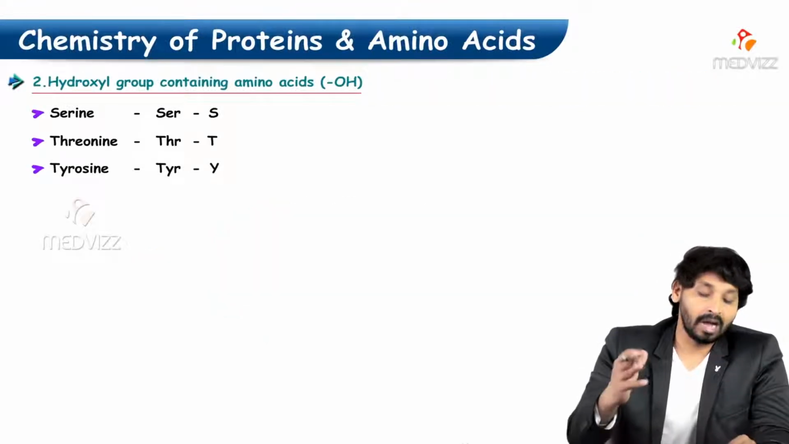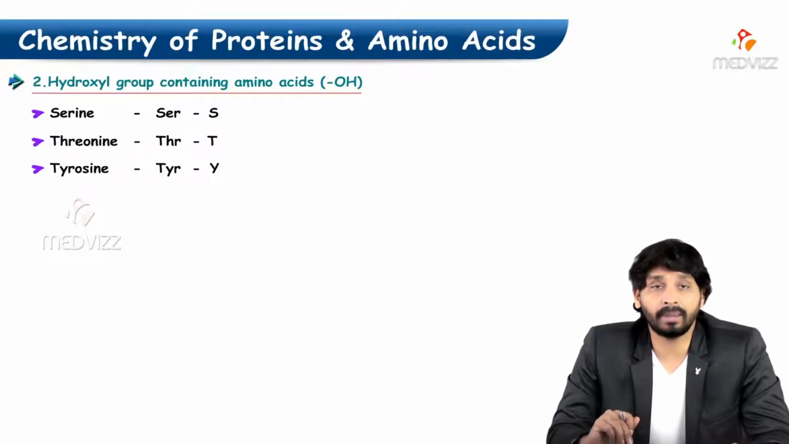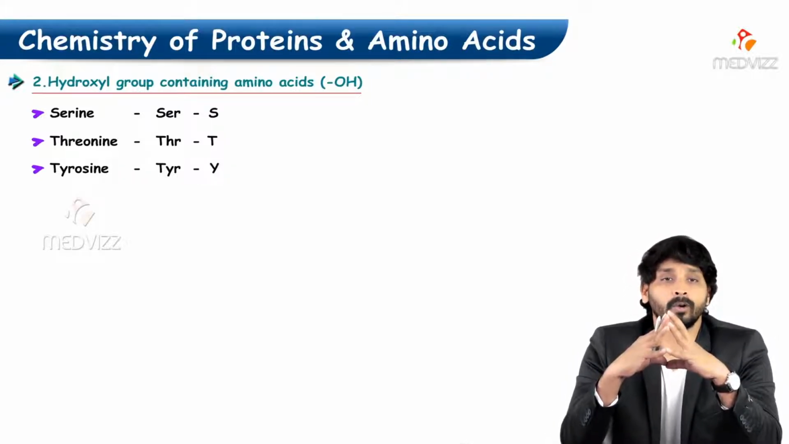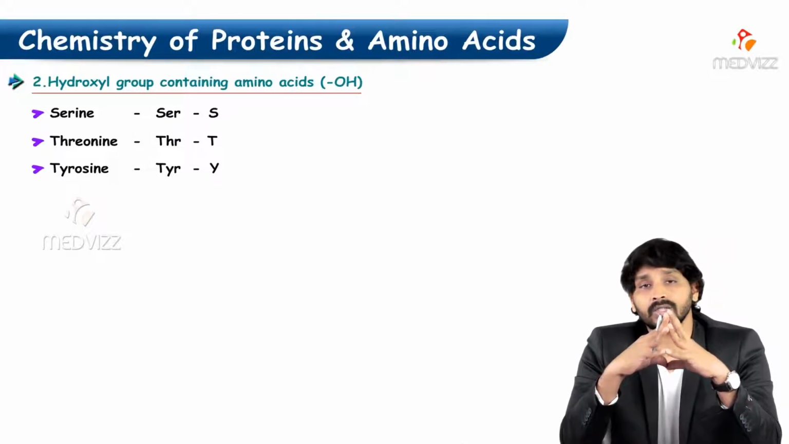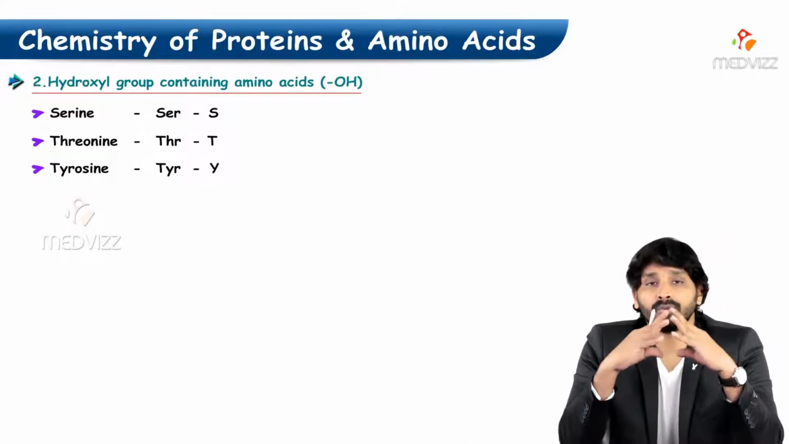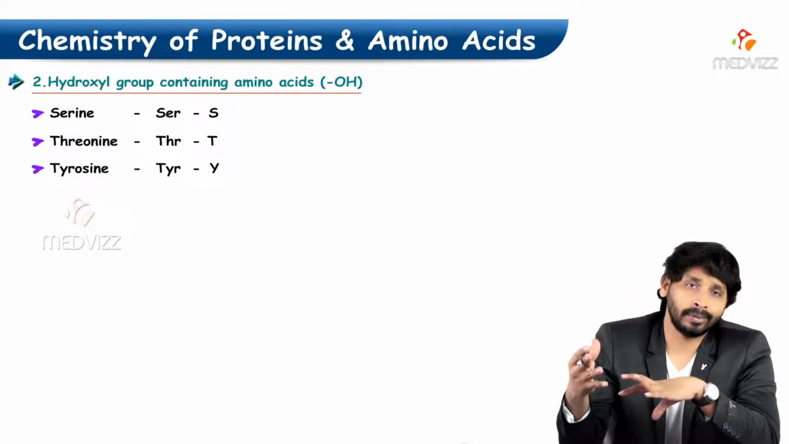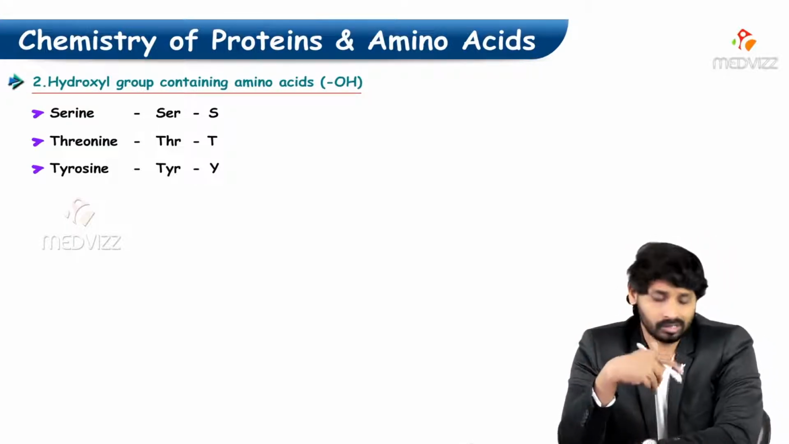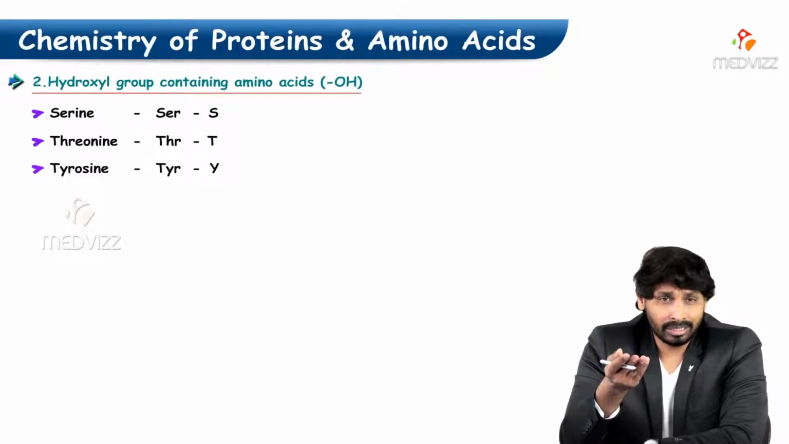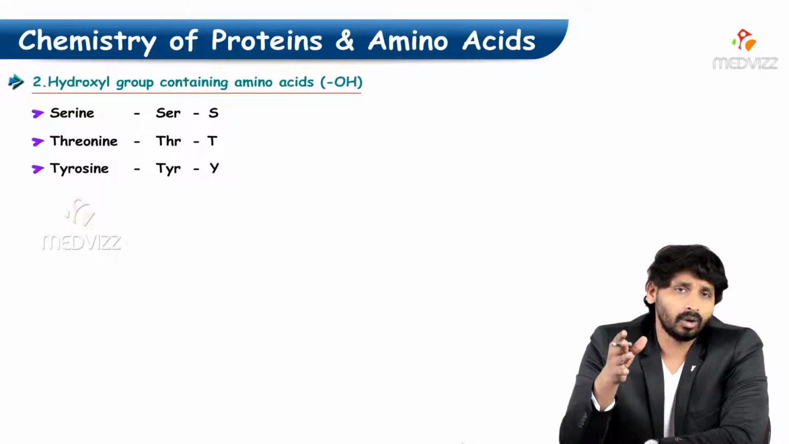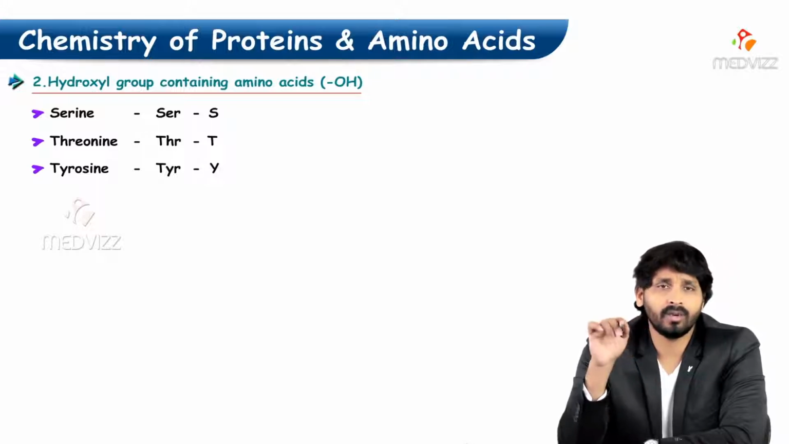So coming to hydroxyl group containing amino acids, that means the amino acids which carry a hydroxyl group. A few textbooks mention 2, a few textbooks mention 3. Why? Because tyrosine comes under aromatic amino acids, because it carries an aromatic ring.